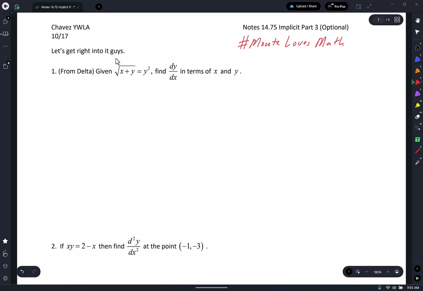All right. So these questions, let's get right into it. It's a short period. Most of these questions are coming right from Delta, questions that we were having issues with. So let's look at number one. It says find dy dx in terms of x and y.